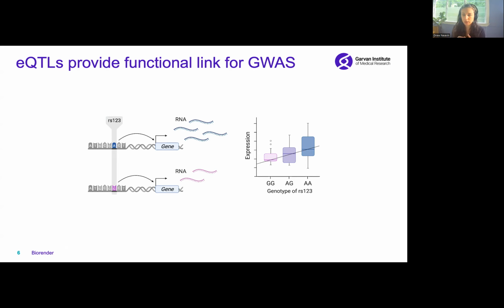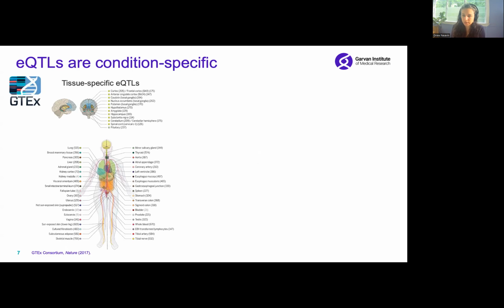And we do this not just at one location, but across the whole genome, looking at variants that are nearby genes across the whole genome. There have been a number of initiatives, but I think one of the most notable over the past 10 years has been the GTEx initiative, to look at the context specificity of eQTLs.